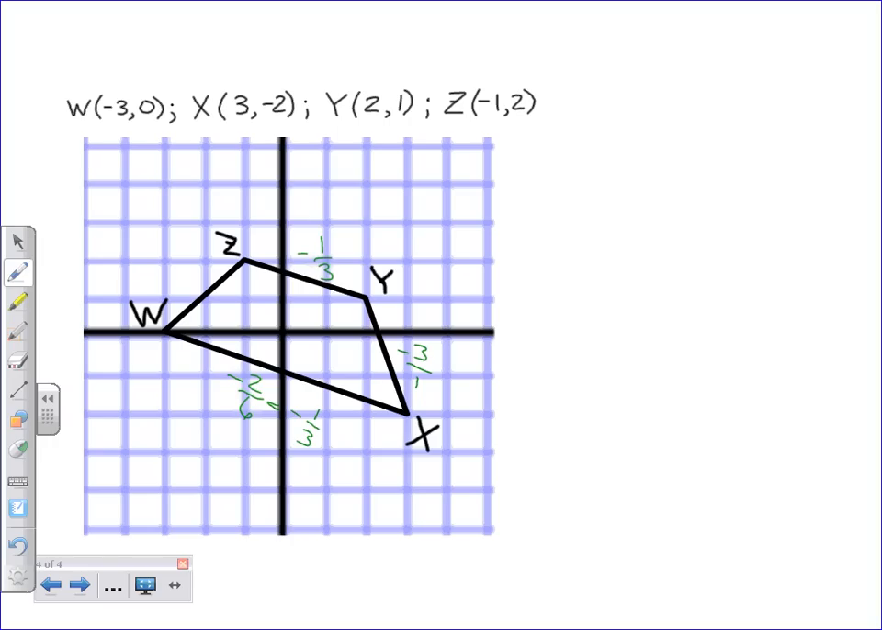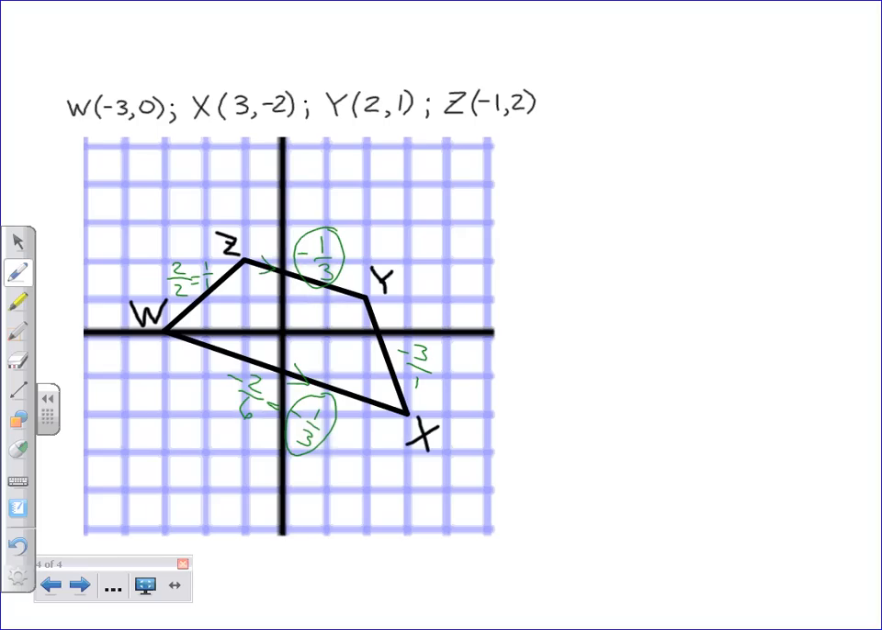And WZ is the last one. WZ goes up 2 over 2, and that is a positive, because it's the only one slanting towards the upper right. So it's positive 2 over 2, which simplifies to 1 over 1. Okay, so do we have any pairs of parallel sides? For WX and ZY, we see negative 1/3, negative 1/3. Those two are equal, so therefore since the slopes are equal, those lines are parallel. So this line is parallel to that line.